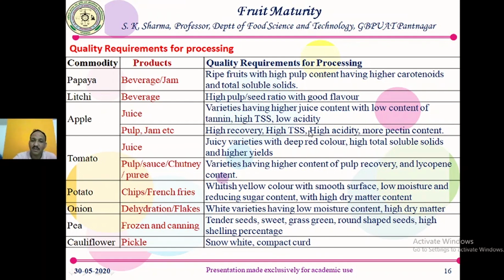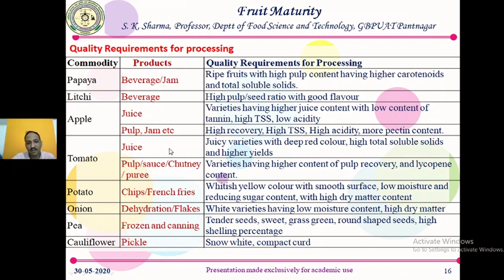So if you harvest a little bit early, it will be highly acidic and have higher pectin. So that is a good selection for jam. But if you want to go for a juice, then you should wait for a while and delay the harvesting till you get a sufficient quantity of juice. So you have to delay accordingly.